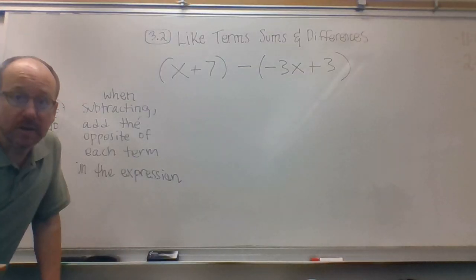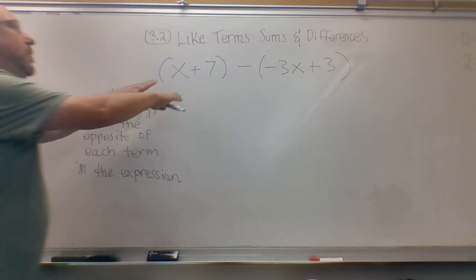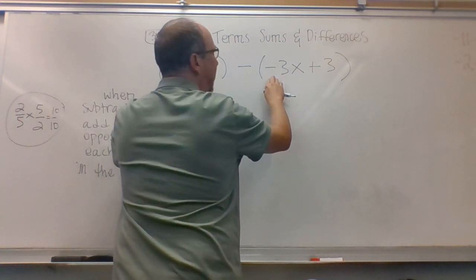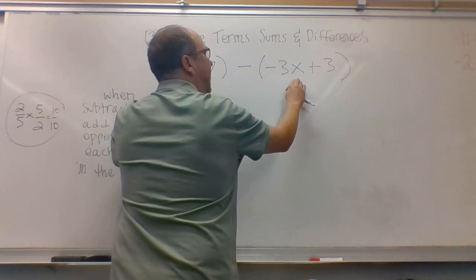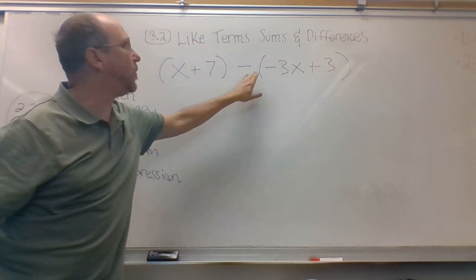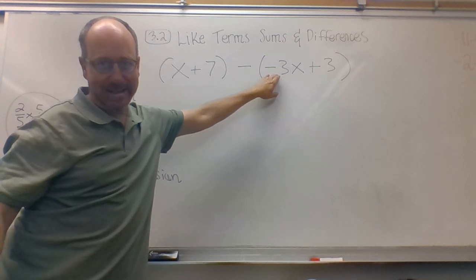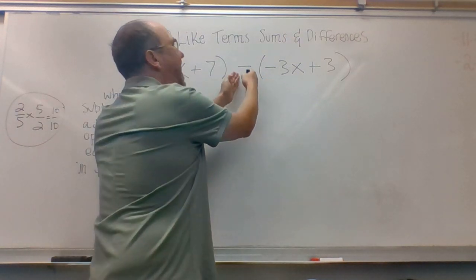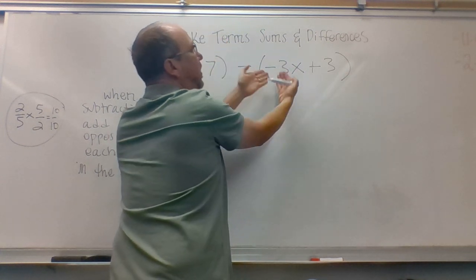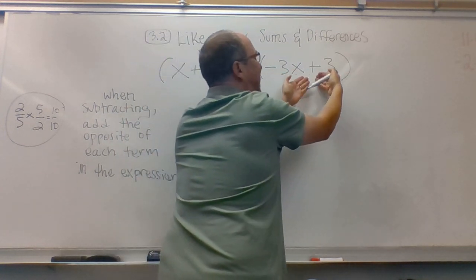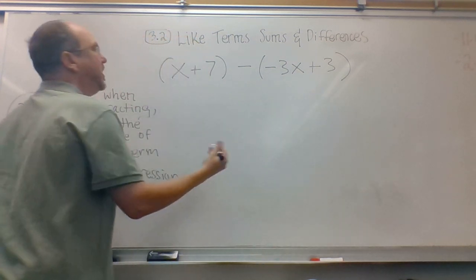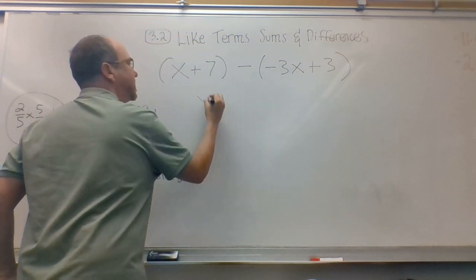Okay, so what we have is x plus 7 take away a negative 3x plus 3. And you guys remember, to take away a negative means to add. Now it's also here saying take away everything in this because there are parentheses. So take away a negative 3x and take away a positive 3. So we need to add the opposite. So here we definitely need to rewrite this.